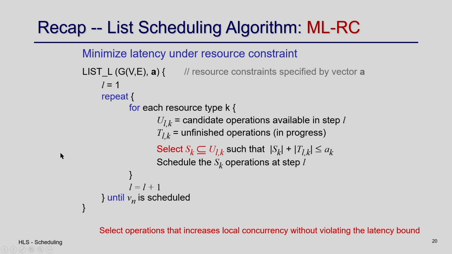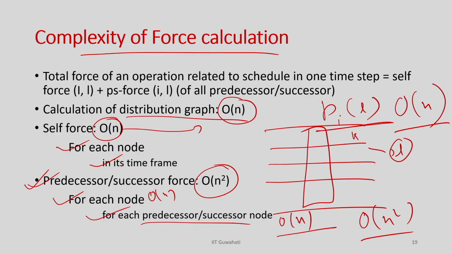So now, to recap, we have understood what the force is and how to calculate force for each node. In summary, the force is a measure of the concurrency of the operations when I am going to schedule an operation Vi in a particular timestamp, and how it is going to impact the concurrency in the subsequent nodes. That is something we have calculated, and in the next class I am going to see how I can utilize this force in developing the scheduling algorithms, both MLRC and MRLC. Okay. Thank you.